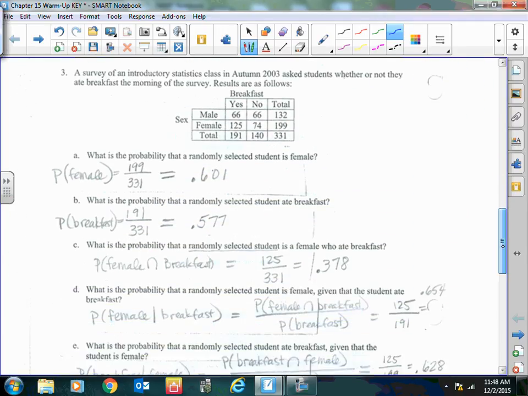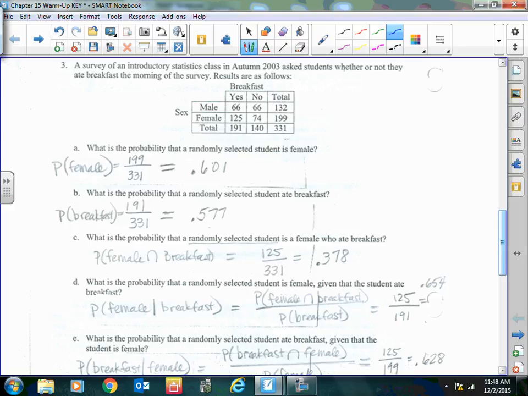Okay? All right, here's the back. What you want to be mindful of is the denominators. A says, what's the probability that a randomly selected student? So that denominator is all the students, 331. B, what's the probability that a randomly selected student? So again, that denominator is 331. C, same thing, same denominator of 331, this time it says 2 things, the intersection of female and eating breakfast. So female and breakfast is the intersection, 125.